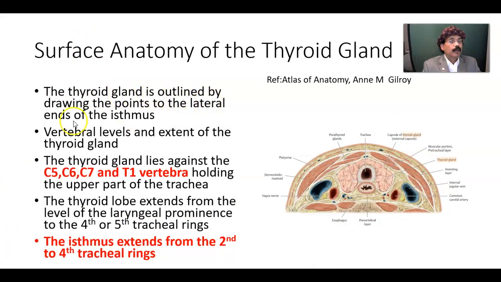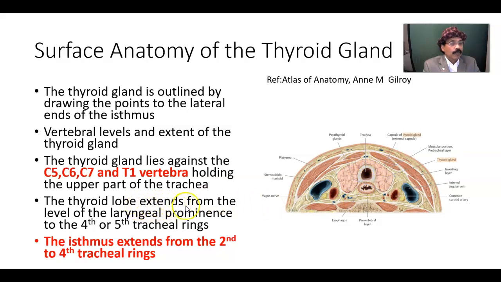So the thyroid gland is outlined by drawing the points to the lateral end of the isthmus. Vertebral level and extent of thyroid gland is important to us. The thyroid gland lies against the C5, C6, C7 and T1 cervical vertebrae. C5, C6, C7 cervical vertebra and T1 or thoracic 1 vertebra, almost encircling, not totally but partially encircling the trachea. This is the trachea. It is almost surrounded by the thyroid gland.